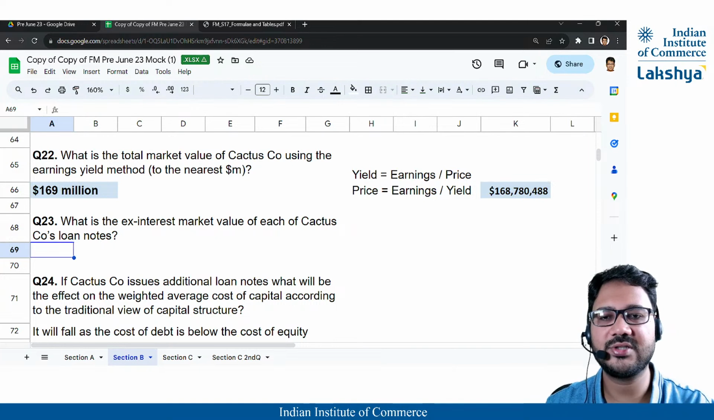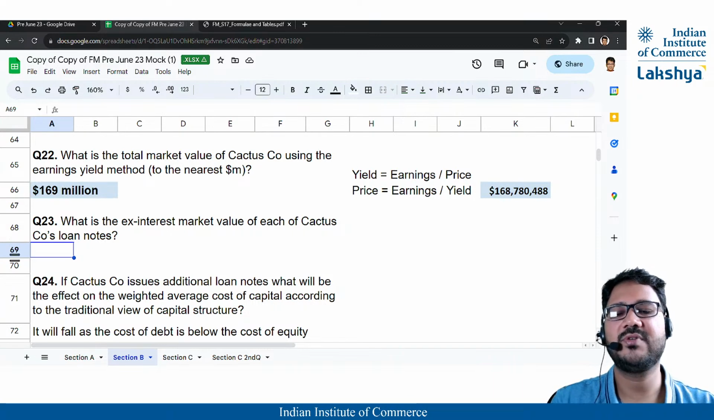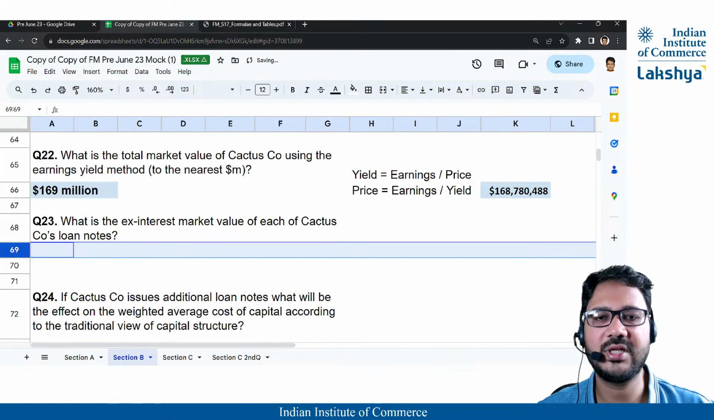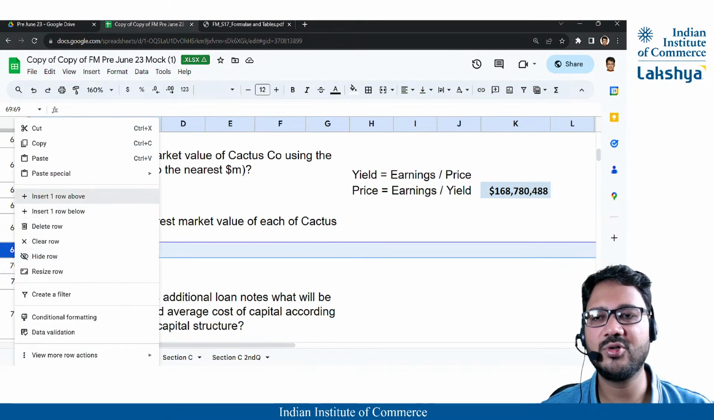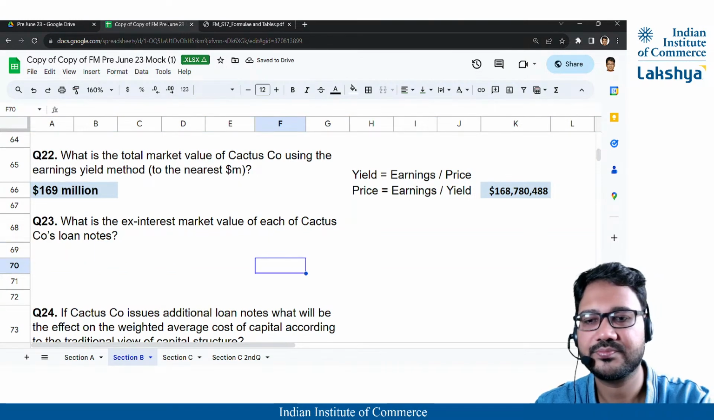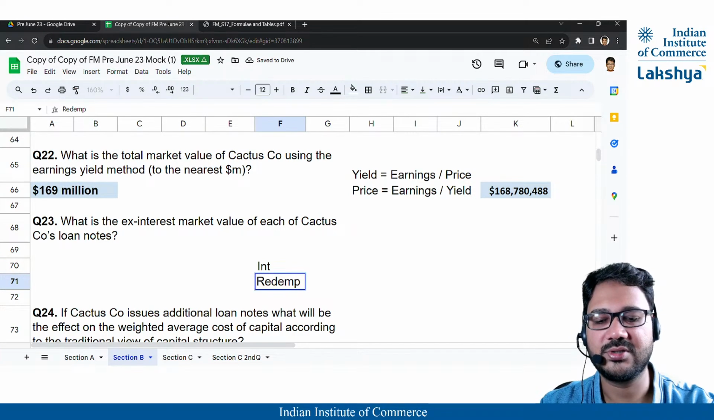What is the ex-interest market value of each of Cactus Company's loan notes? In the previous section A also we had done the pricing of a loan note, which is nothing but the present value of all future cash flows. So a loan note typically has two cash flows. One is the interest, and the other one is the redemption proceeds.